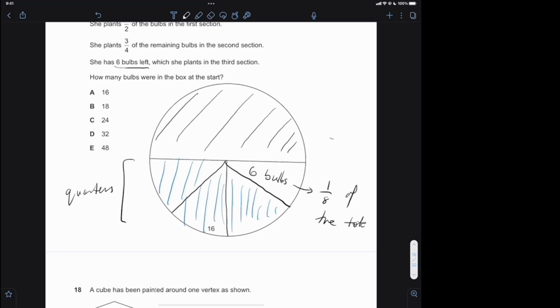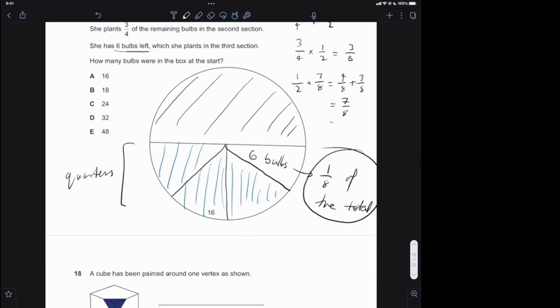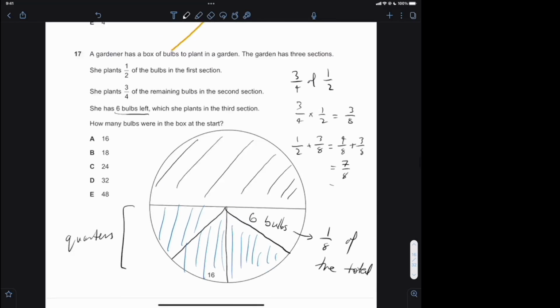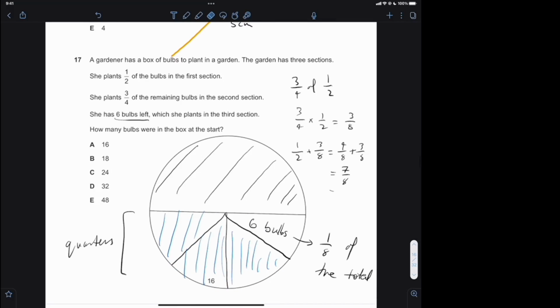So, using the pie diagram can often help you. You could also work out 3/4 of 1/2, so that's 3/4 times 1/2, giving you 3 on 8, right? So we've used half already, we're adding 3 on 8, and you can work out that you've already planted 7/8. That tells you you've got 1/8 left, which is another way of doing this. But either way you do it, hopefully you get the same answer, that you have 1/8 left.